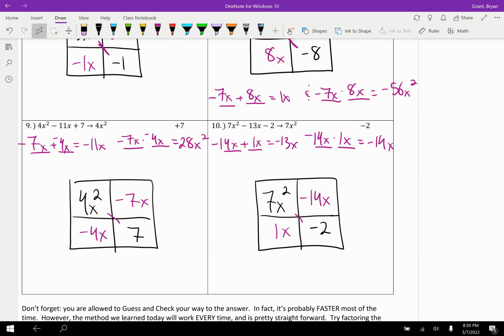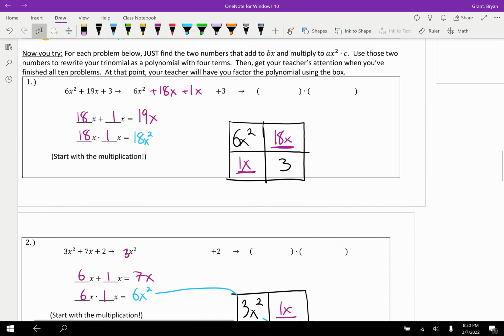Now that we've found those two terms, the rest should be pretty easy because this is what we practiced all last class.